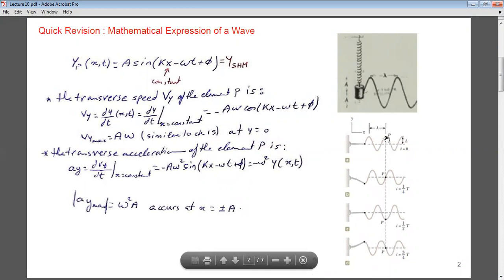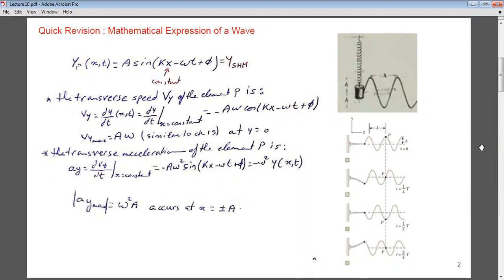So if I look here at point P, I will see that first it was up, then it is at equilibrium, then it is down, then it's back to equilibrium, and it will continue like this as long as the wave is propagating. Okay, we agreed that the mathematical expression of a wave is a sinusoidal function. It depends on x, as at every position x there is a different y. And it is dependent on t.